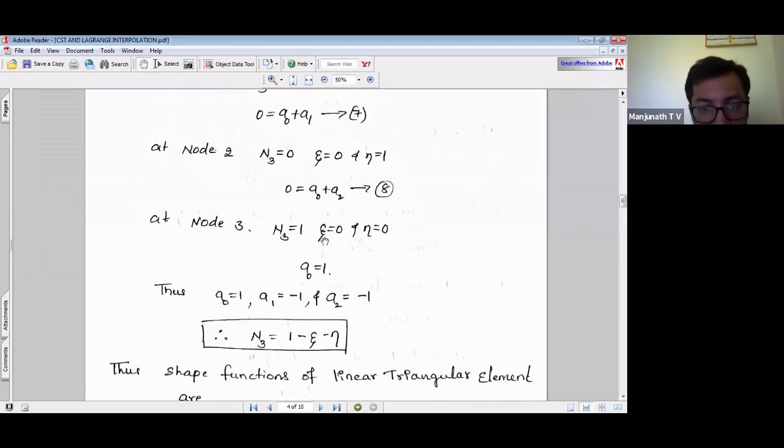Sorry, something here. A naught value you are going to get 1. If you substitute a naught value 1 here, you will get a2 as minus 1. Similarly, substitute a naught value 1 in the above equation; in equation number 7, you are going to get a1 value as minus 1. After getting all these values, a naught value 1, a1 value minus 1, a2 value minus 1.